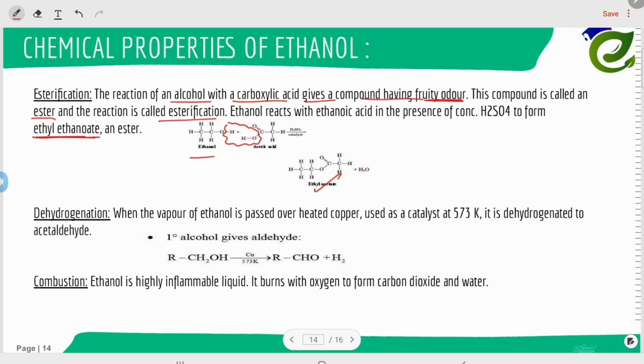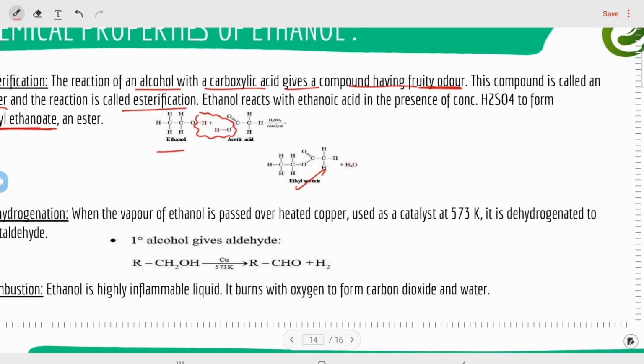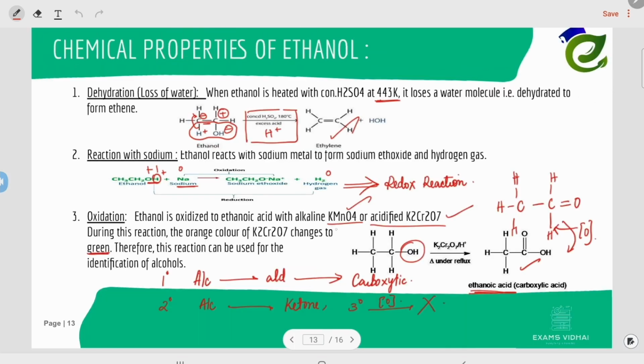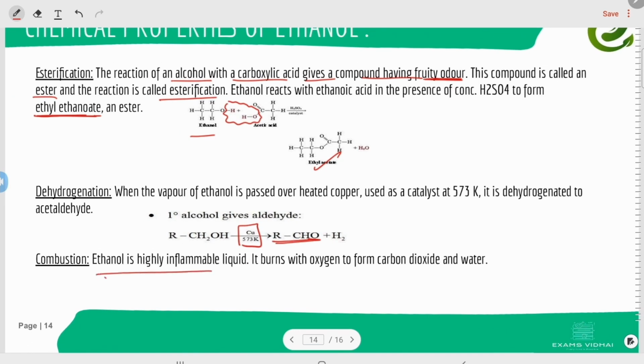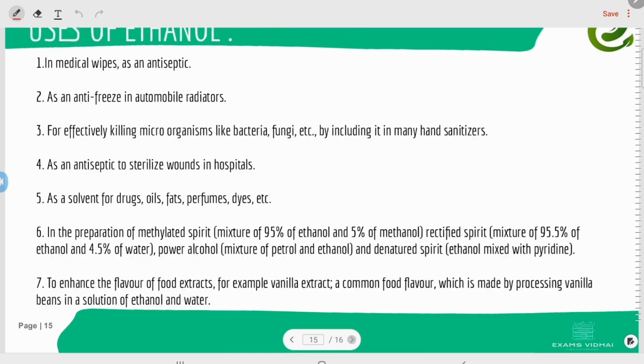Dehydration. What is dehydration? We've discussed earlier that dehydration is removal of water. When the vapor of ethanol is passed over heated copper, there we use potassium permanganate or potassium dichromate. These are stronger oxidizing agents, and oxidation changes alcohol to carboxylic acid if it is 1 degree. And in dehydrogenation, if we are using copper, we get aldehyde as the final product. Combustion. Ethanol is a highly flammable liquid. It burns with oxygen to form carbon dioxide and water.